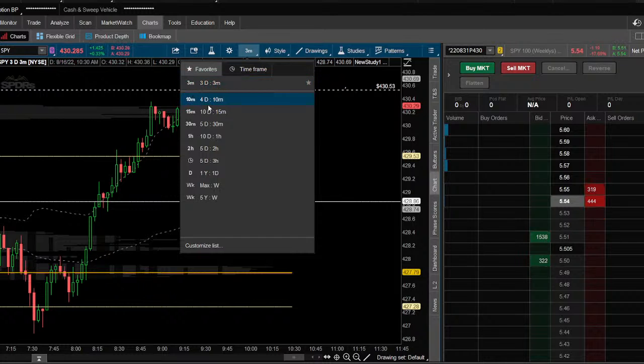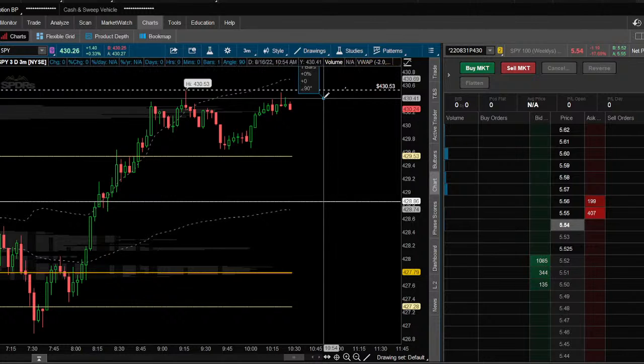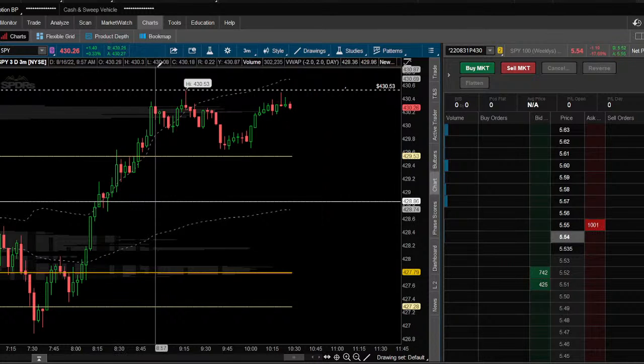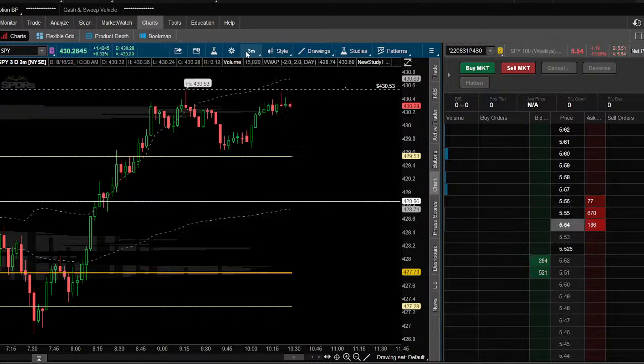For me, the 3-minute candle is like my 1-minute candle. I try not to go any smaller than that. I try to use bigger time frames. It's just better for me.